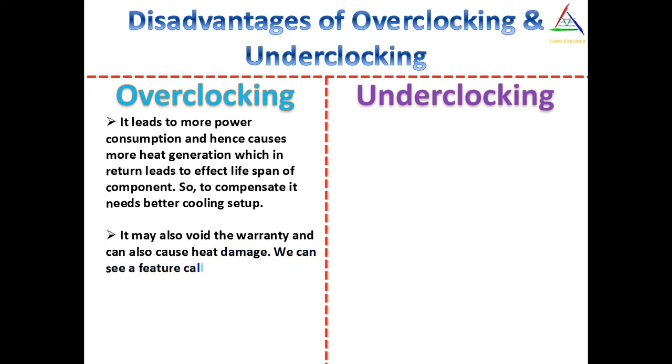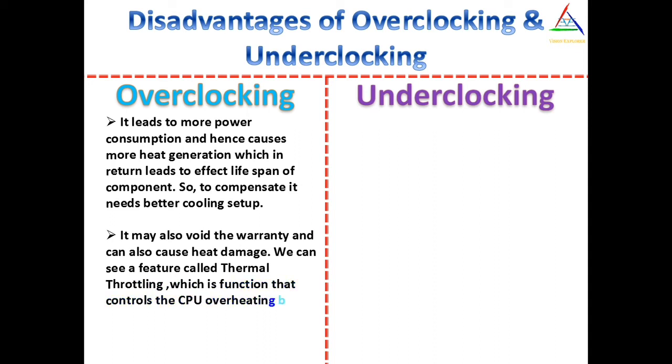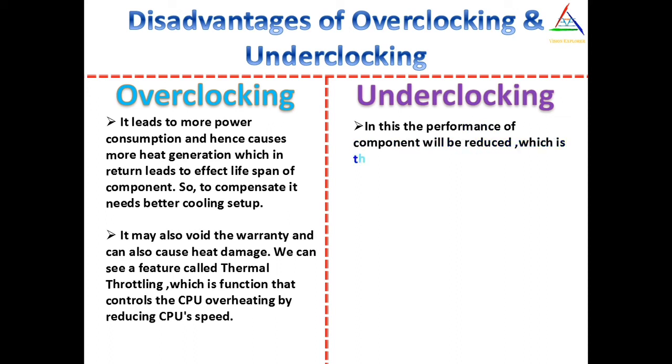Although newer computers reduce their clock speed or power by themselves before the damage happens, this is called thermal throttling. Thermal throttling is a function that controls the temperature in case of CPU overheating by lowering the speed of the CPU. Now moving to underclocking. By underclocking, the performance of the component will be reduced.